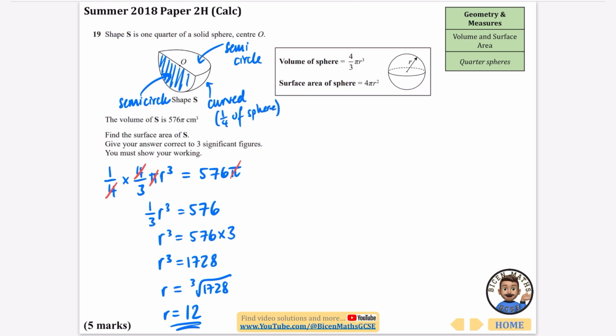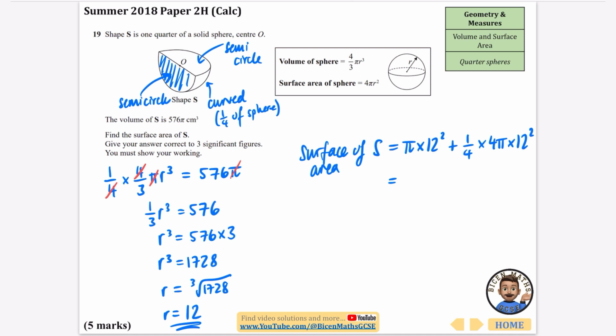So to find out the surface area of S, the surface area of S is going to be equal to, well, I've got 2 semicircles. 2 semicircles is going to be just 1 circle that we've got together. So it is just going to be pi multiplied by the radius squared. And then I'm going to have 1/4 of this curved surface area. So I'm going to have 1/4 of the curved surface area, which is 4 pi times the radius squared.